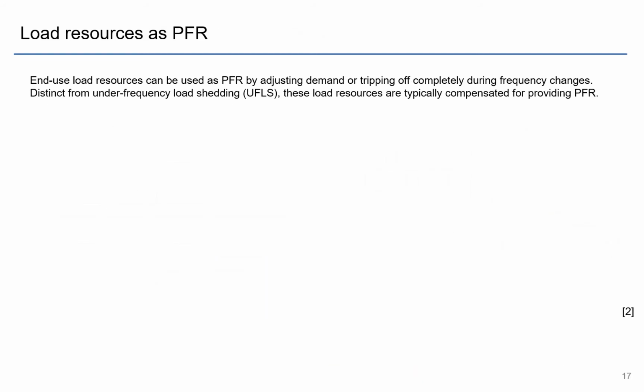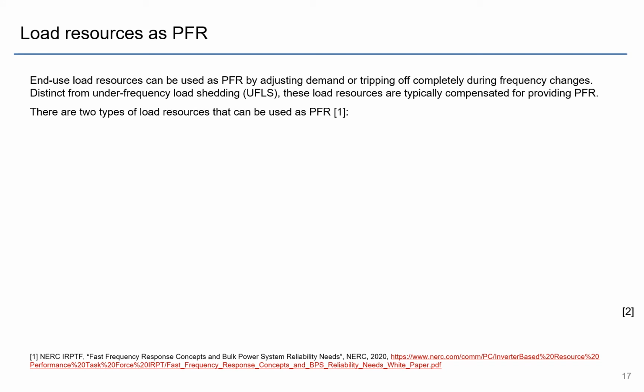As mentioned previously, end-use load resources can be used as primary frequency response by adjusting their demand or by tripping off completely during frequency changes. Distinct from under-frequency load shedding, which is unintentional and more like a protection scheme, these load resources are tripped intentionally and are typically compensated for providing this PFR, either through a contractual mechanism or through a market-based system.